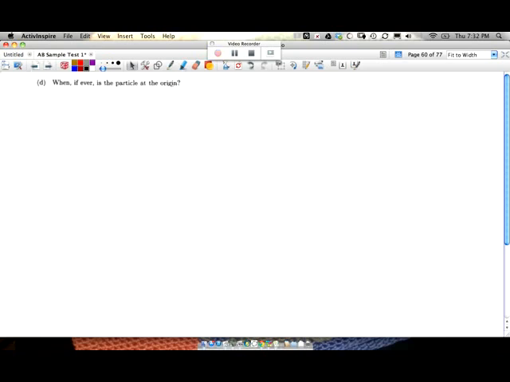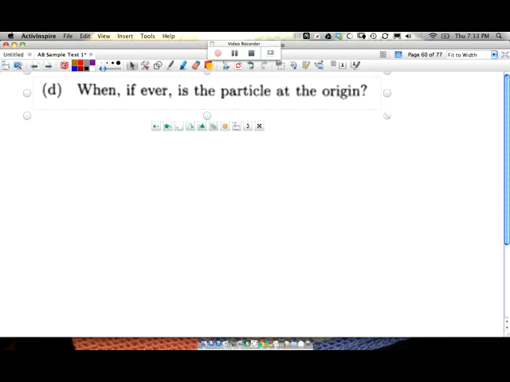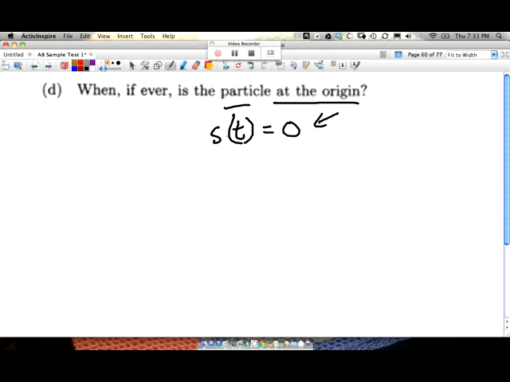When, if ever, is the particle at the origin? Okay, for the particle to be at the origin, that means that our position equals 0. That we are at location 0. Well, we have a function s of t now. I believe it was t cubed minus 6t squared minus 6. And what we're looking for is, does this equal 0?